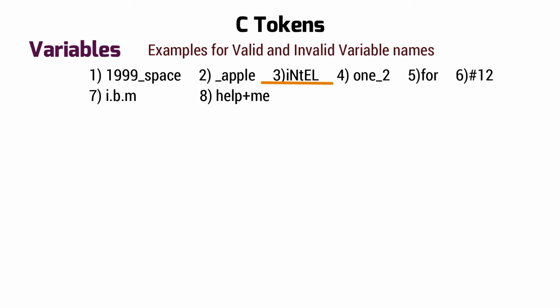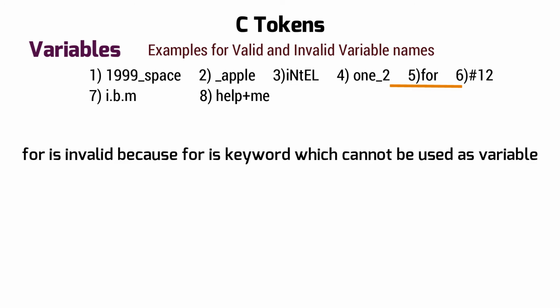And if I see the third one, that is Intel, which is valid. And the fourth one, 1_2, is also valid, which follows the rules for declaring variables. If I consider the fifth one, that is for, it is invalid because for is a keyword which cannot be used as a variable name.